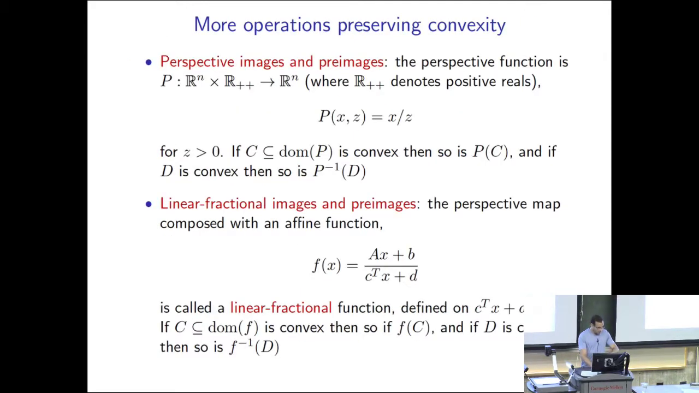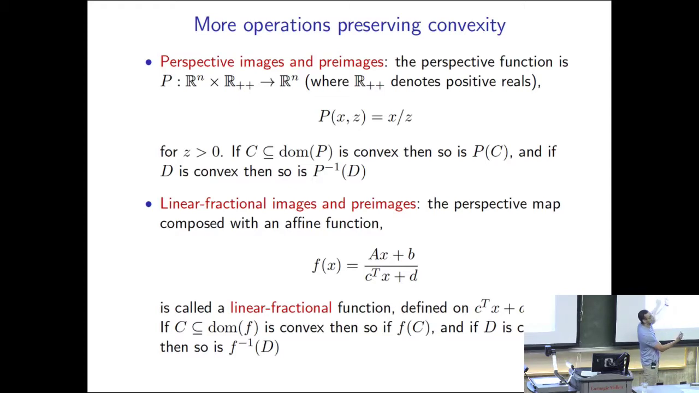So a few more operations that preserve convexity, and then I'll take the break. I think I'll skip this second example. And you'll see something like the first thing come up as a bonus in the homework. It's not on the homework itself, it's just a bonus question. Perspective images and preimages. So the perspective function basically takes two arguments.